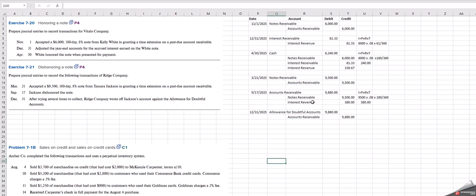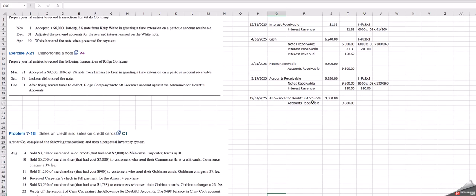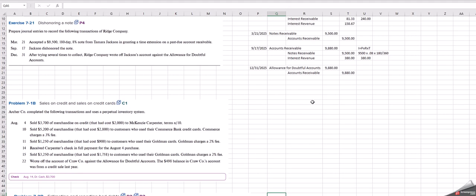Okay, so those are those two exercises. Then we have this problem. I'm not going to do all of these journal entries because they do a few too many of the credit cards. We'll probably just do one of those so you can see how that worked out.